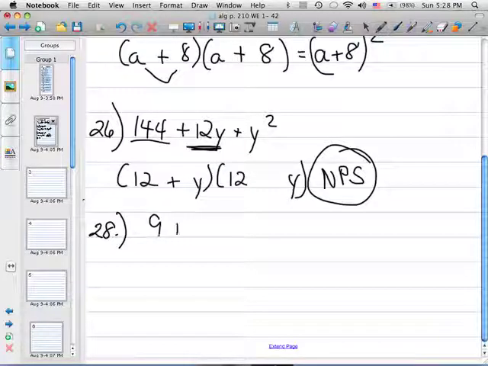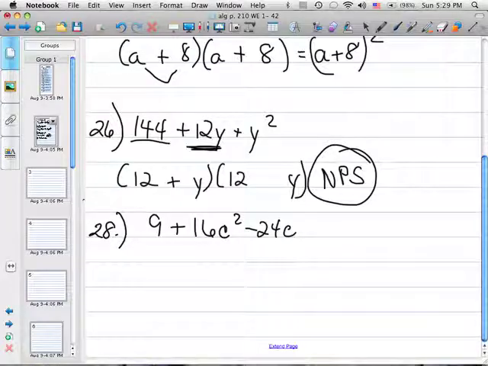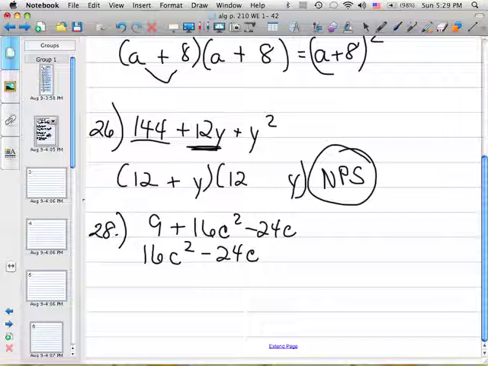28, I have 9 plus 16c squared minus 24c. Now I have a problem here because I don't have it in order. It either has to be increasing order or decreasing order based on the exponents. So I'm going to have to rearrange this so I can see if it's a perfect square trinomial. So I put 16c squared first, minus 24c. Notice that the exponents are decreasing. Plus 9, that's c to the 0. So it goes 2, 1, 0.